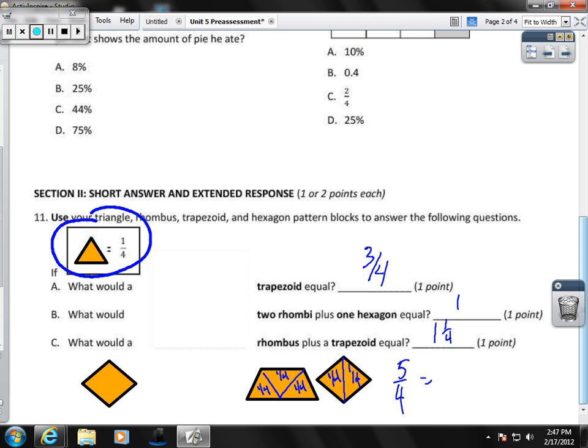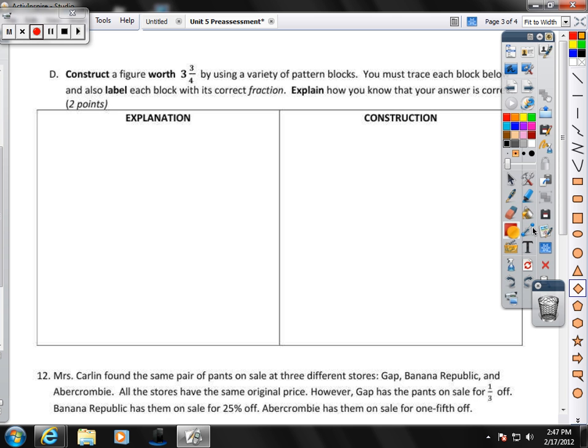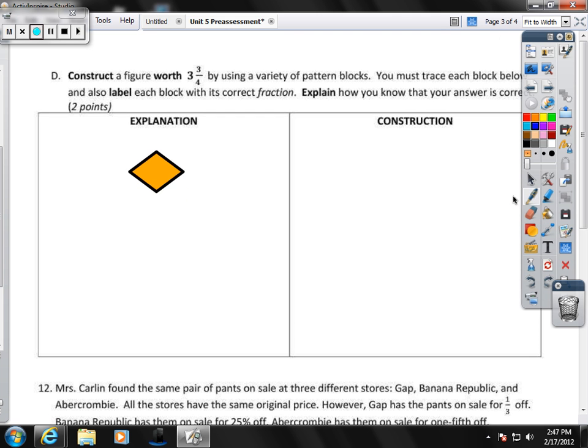What do I know? Well, I know that a rhombus right here equals a 1/4 plus a 1/4, which is a 1/2. So that's going to tell me if I can go grab a couple of rhombuses, and there's one. So there's a rhombus. That is equal to a 1/2, because remember, I have a triangle that is a 1/4 and a 1/4, and I know that that equals 1/2. And I need to get 3 3/4.